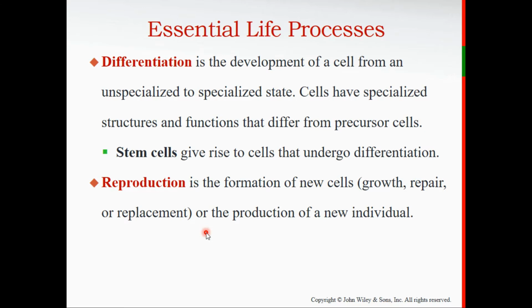Stem cells give rise to cells that undergo differentiation. And if you've ever read anything about stem cell research, that's what they're talking about. And then, of course, there's reproduction, and that is simply making more people, or as the question, how I write it, is propagation of the species, which means making more of our kind so that we may spread across this planet, which we are doing a very good job of doing.